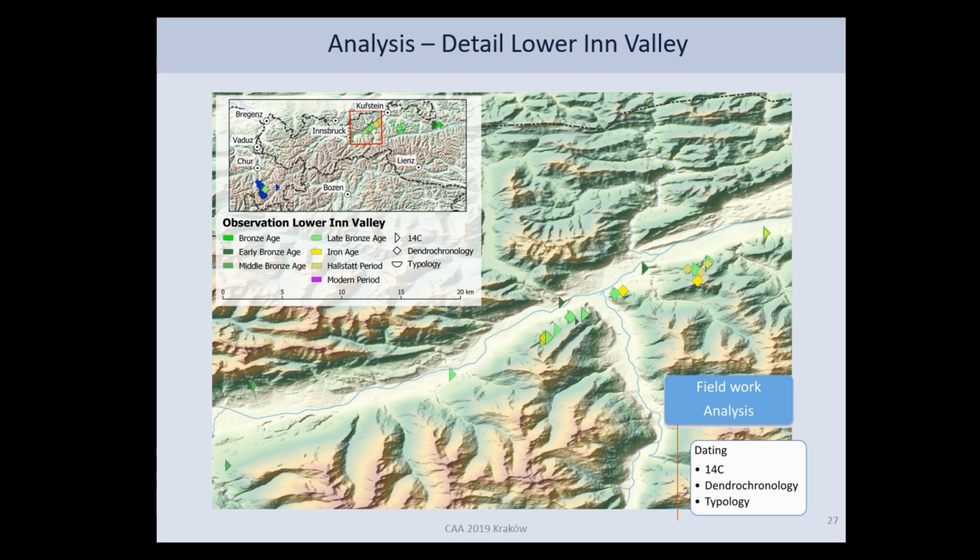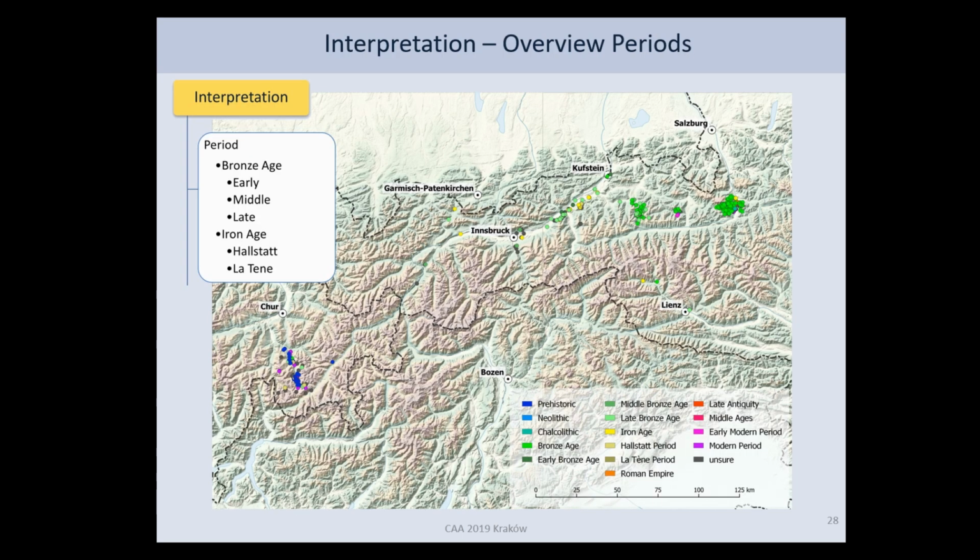The next step, after the analysis, is the interpretations, the periods. We see that we move from the Mitterberg, where we have only the rough estimation of the Bronze Age, down to the Oberhalbstein in the early Iron Age. So the period is an interpretation based on analysis, and it depends on which analyses were used. This decides how much I believe in this interpretation of the period.